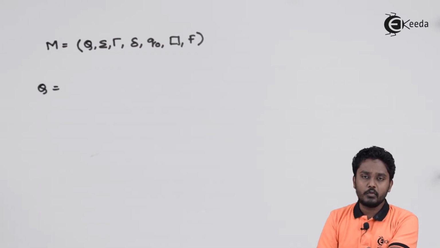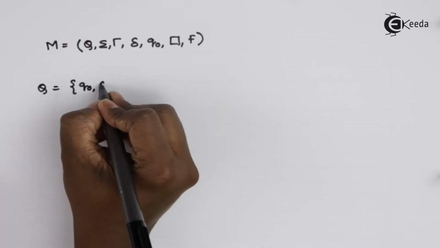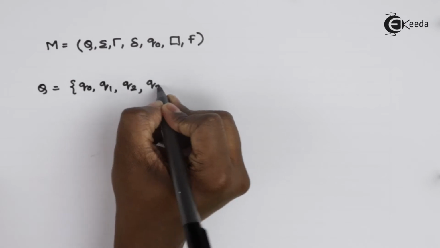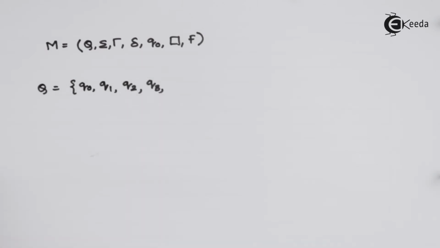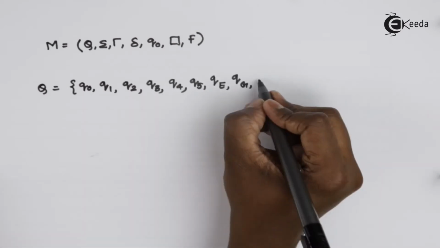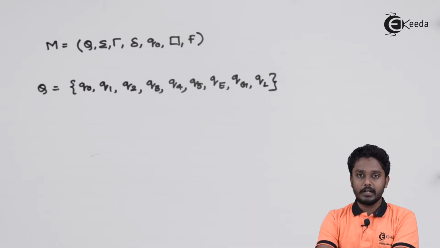Over here, I have used various states. Let us write them down in Q. We have Q0, Q1, Q2, Q3, Q4, Q5. Other than them, QE, QG, and QL.